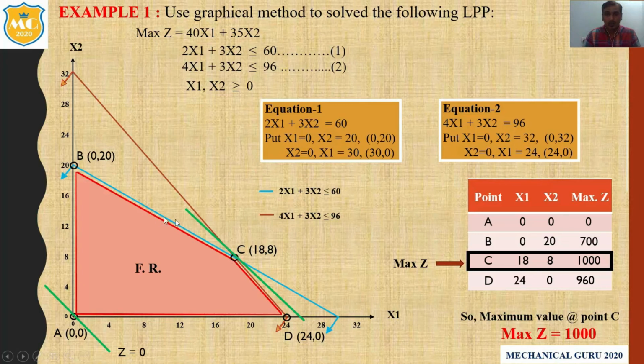Okay, the same coordinate, one point will intersect. So this is the ISO profit line method. It's a very simple method, simple technique. So here z is equal to 1000.